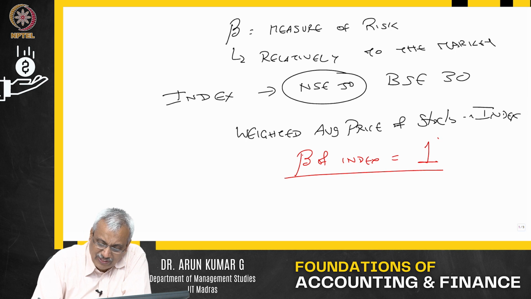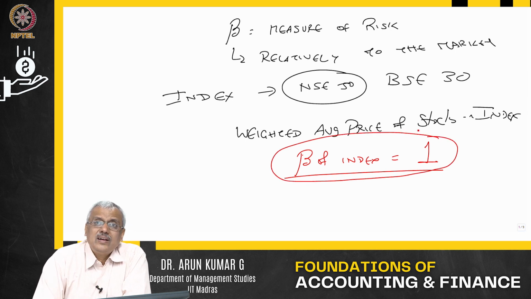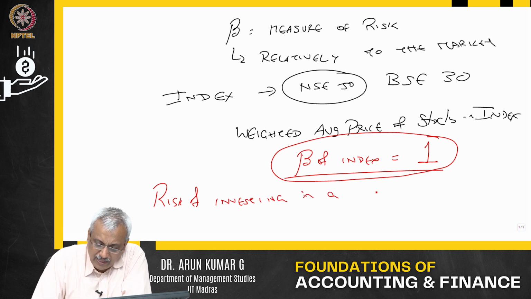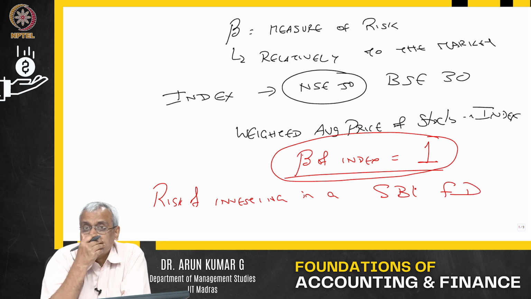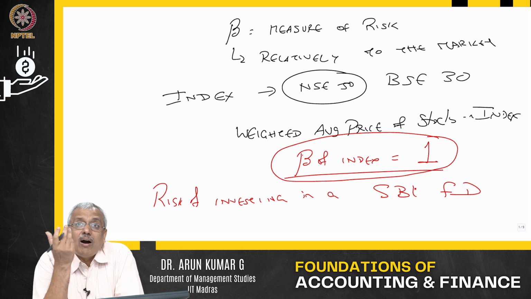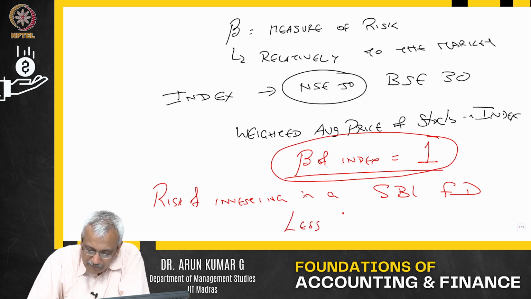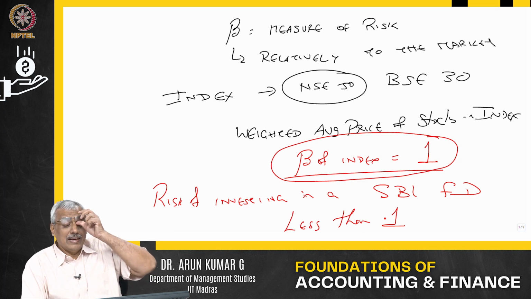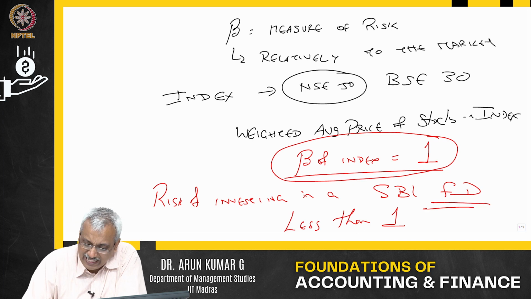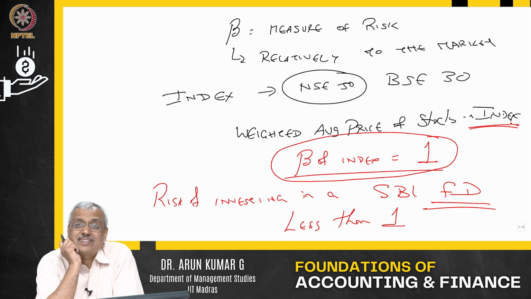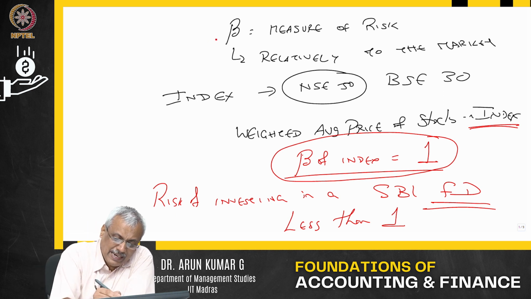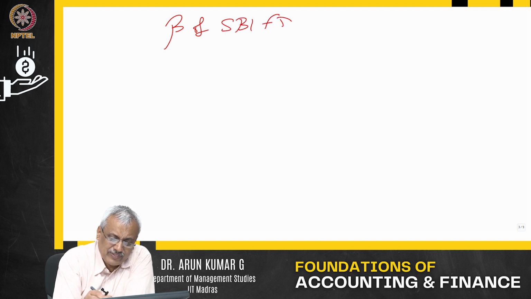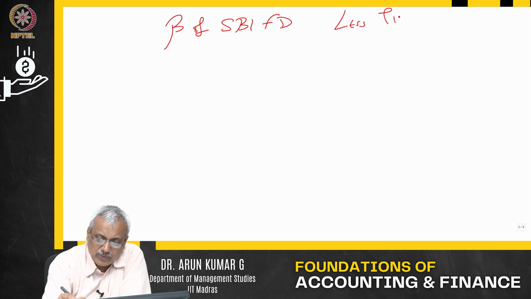Now that means the risk of investing in an index is 1. What is the risk of investing in an SBI FD? Will it be equal to 1, more than 1, less than 1? Obviously it will be less than 1, because the level of risk in an FD is lower than the level of risk of investing in stocks in an equity index. So the beta of an SBI FD will be less than 1.